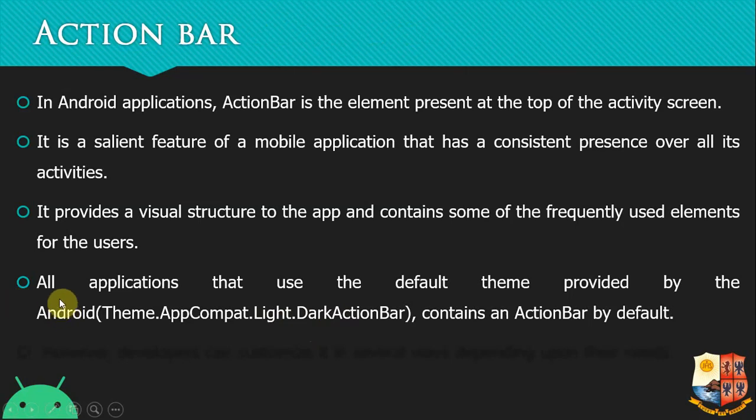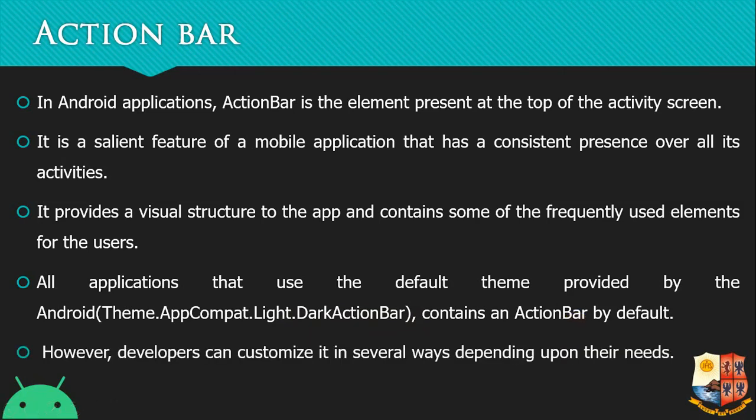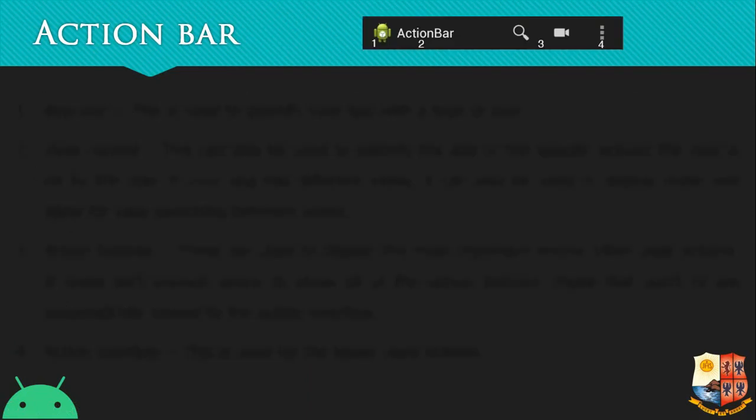All applications use the default theme provided by Android. That's why even if you write a hello world, you see an app bar automatically there, because this is the theme which is getting applied with a dark action bar by default. However, it is our decision to customize it however you want your application, which I'll be doing for this particular program, the contacts program, and later programs also. But anyway, let's go through them.